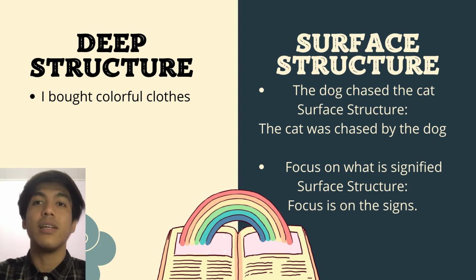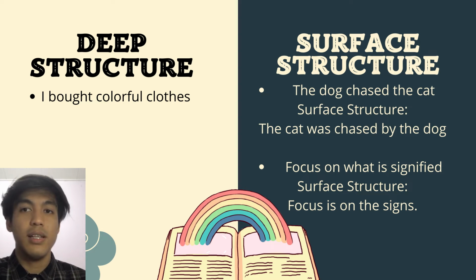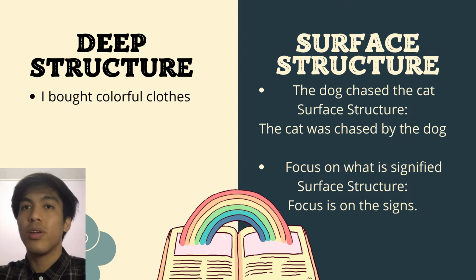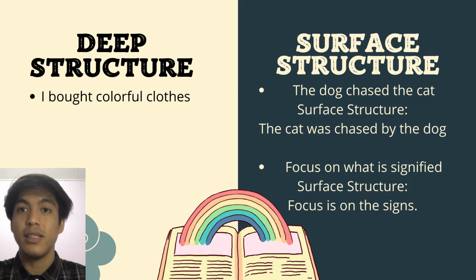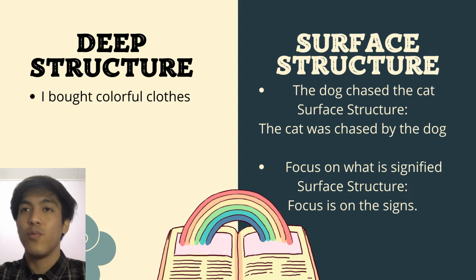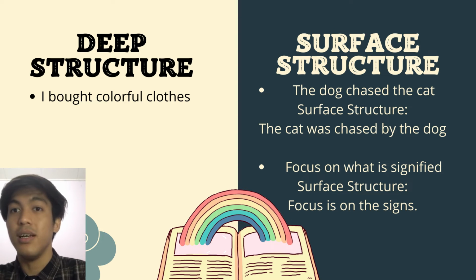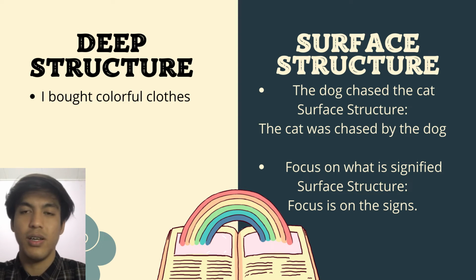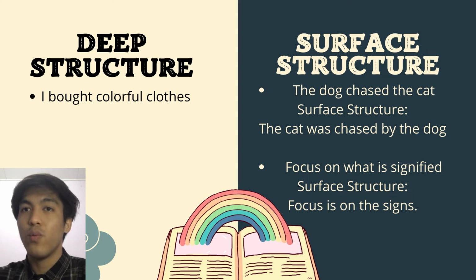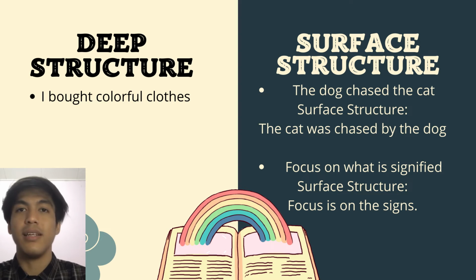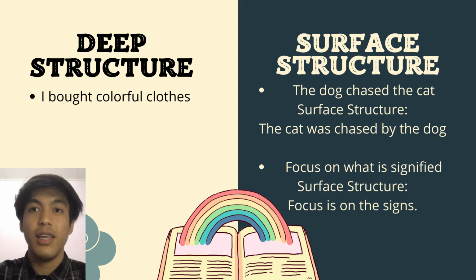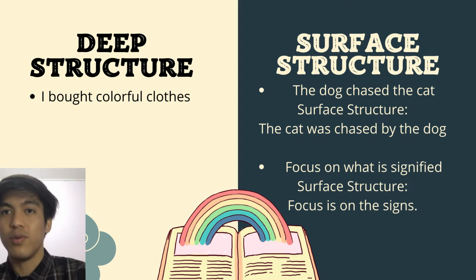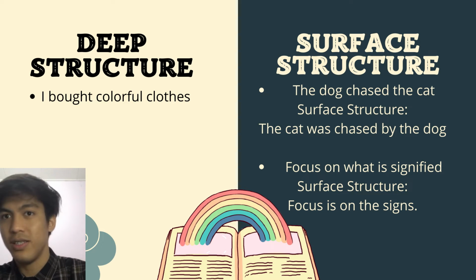Okay, I will give you another example. The sentence will be Charlie broke the window. This sentence is actually a deep structure. From this sentence we can make it become two different sentences, which is the surface structure. The first surface structure is the window was broken by Charlie, and the second one is Charlie who broke the window. So you understand?